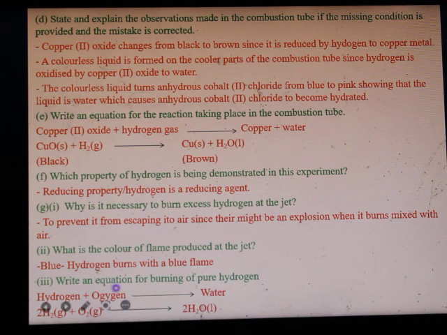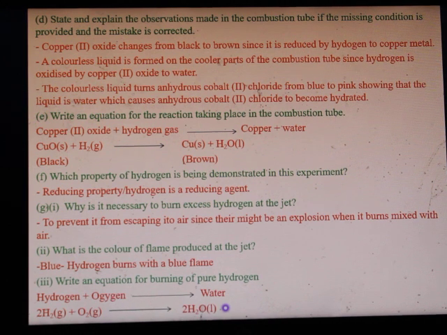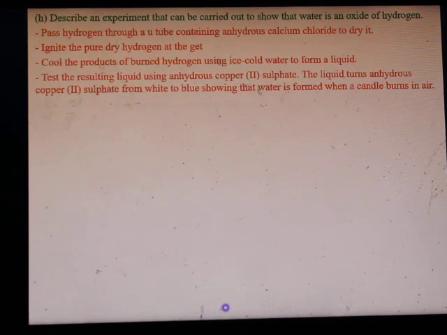Then write an equation for burning of pure hydrogen. The equation is H2 when hydrogen burns in air. Remember, burning of a substance is just a substance combining with oxygen with production of heat. So hydrogen gas will combine with oxygen to form water. 2 moles of hydrogen plus 1 mole of oxygen gas to form 2 moles of water liquid. That is the equation for the reaction of burning of hydrogen at the jet.